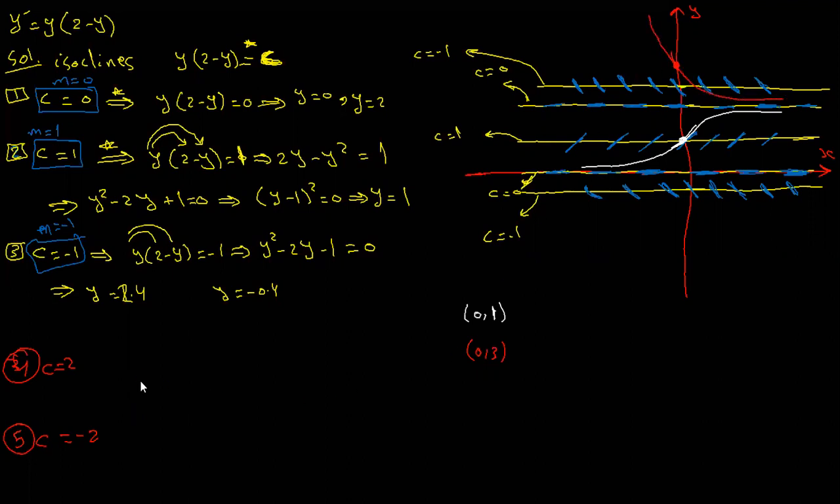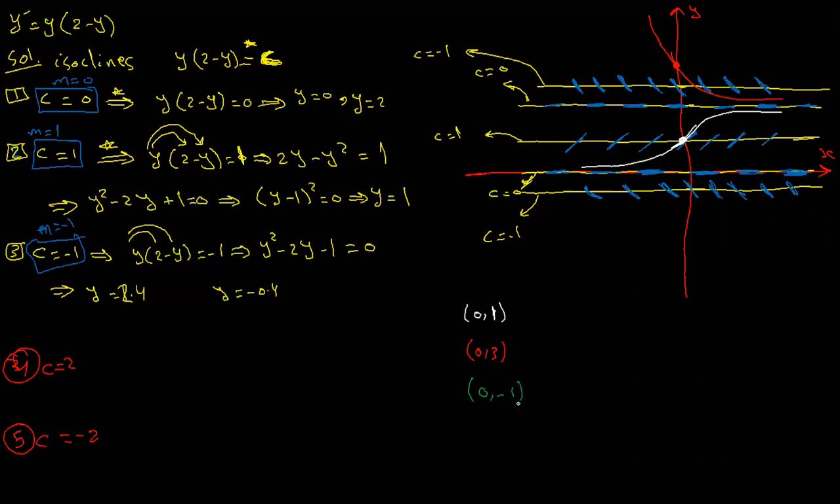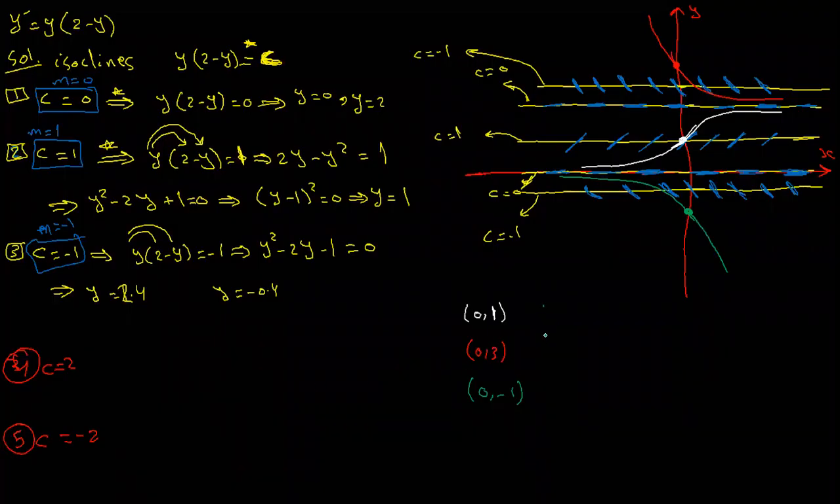And also the last one, let me use the green now. For the last one, which is 0 and -1, it's here. To draw the solution, it will be like this. Okay. Now he asked me to find, if y of 0 equals 1, then estimate y of 100. So now y of 0 equals 1, and I need to find y of 100.